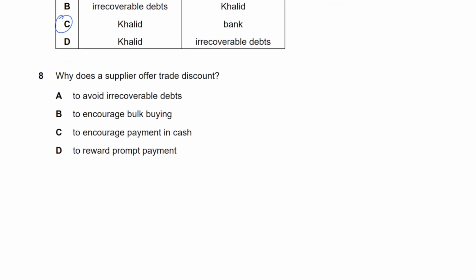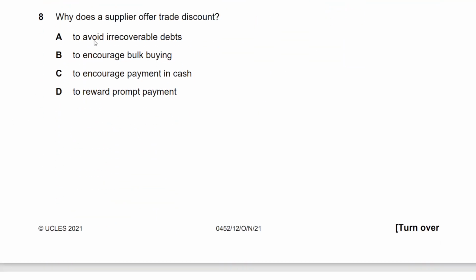Let's move on. Why does a supplier offer trade discount? To avoid irrecoverableness, that's the cash discount. You would encourage them to pay early with a cash discount so they don't become irrecoverable. To encourage bulk buying, yes. The trade discount is allowed at the time of transaction, and it is to encourage bulk buying mainly. In other cases, it's because of old business relations. They may get a trade discount or give a trade discount.